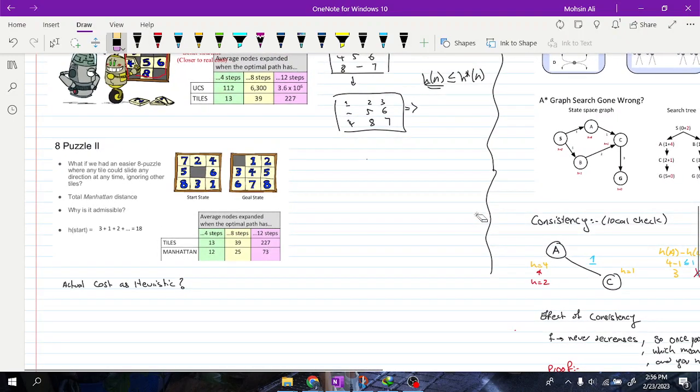Now, can we say for sure that our heuristic at this point is A star optimal? Yes and no.